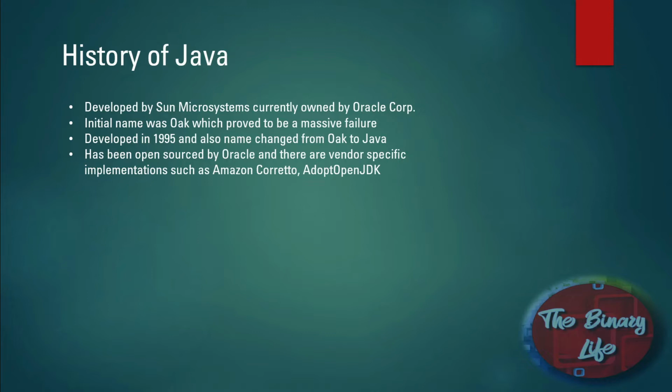Initially, it was built by Sun Microsystems way back in 1995 and was called Oak, which proved to be a failure. But nonetheless, Sun changed the name to Java along with the language features, and it is still going strong. It would be a surprise for you to know that something that old is still among the most used programming languages.